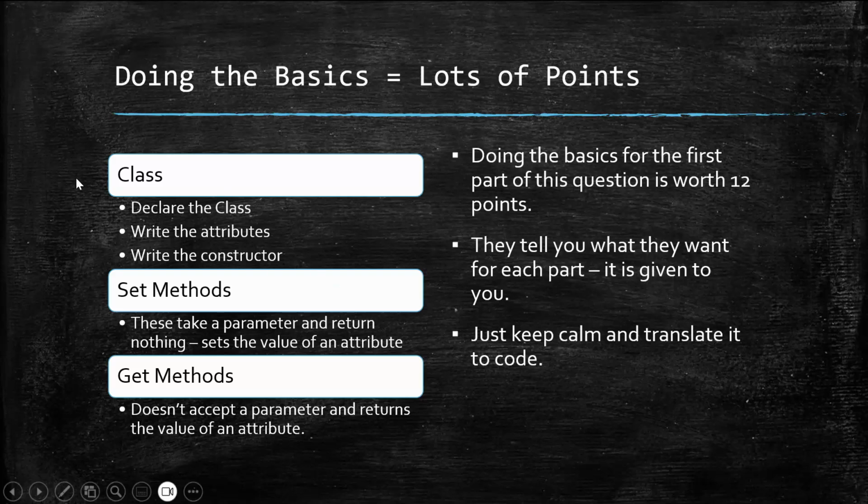If you can do the class part, that's declaring the class, writing the attributes, writing the constructor, you're going to get some easy points there. If you can write set methods, and there's a general rule for set methods, these take a parameter and they return absolutely nothing. The point of a set method is it sets the value of the attribute for that set method you're writing. The get methods don't accept a parameter and return the value of an attribute, because remember, all attributes or properties are going to be private, and because they're private, we cannot directly access them. That is the point of set and get methods.